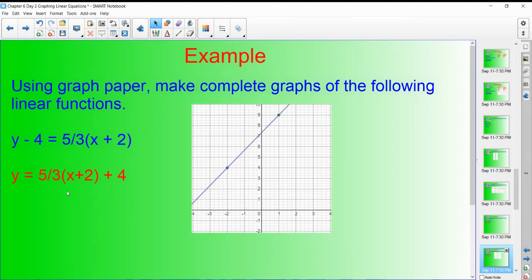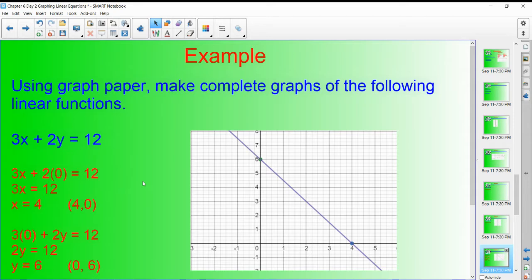Now this is point slope form. We can do that. As long as you get the 2 points, that's fine. If you want to distribute and put this into y equals mx plus b, you are welcome to, but it's not necessary.